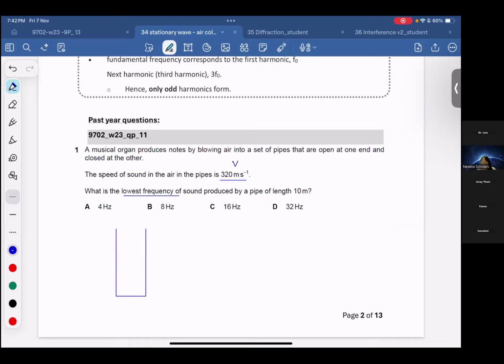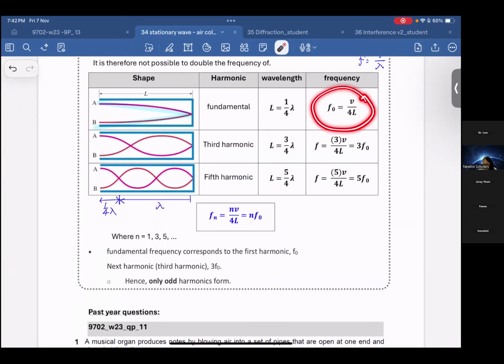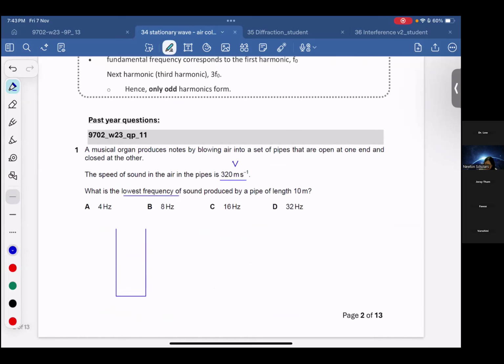Lowest frequency means our fundamental frequency. This one is 3 of FO, so this one is getting higher. Lowest frequency means you have the longest wavelength. So this is the pattern they ask. So the shape that we want is actually like this. So we draw it down.